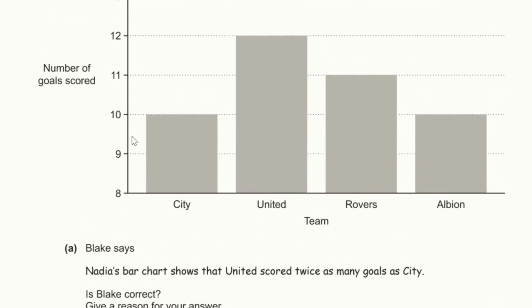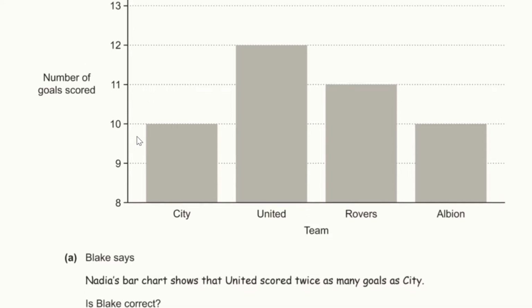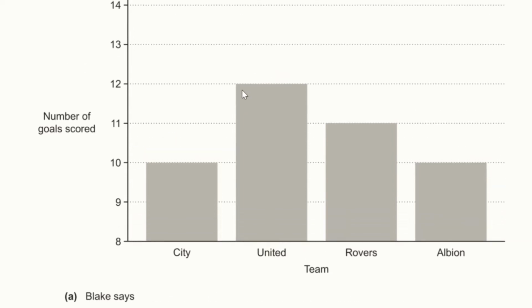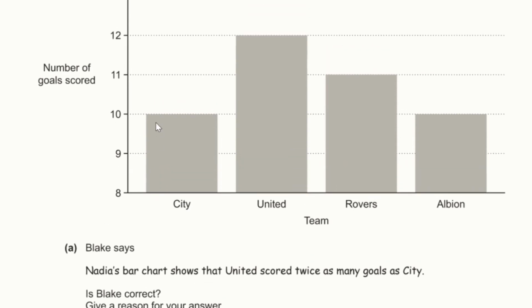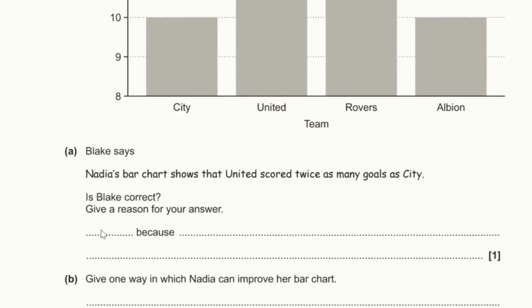Well, if we take a look over here, for United we've got 12, for City we've got 10, so clearly this person is not correct because 10 multiplied by 2 does not equal 12.